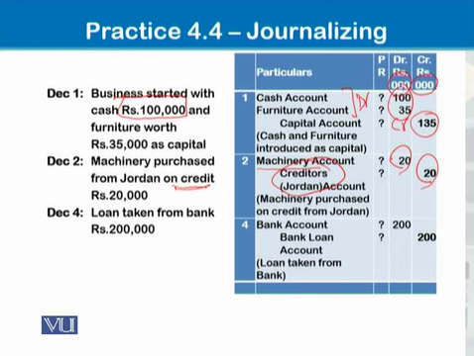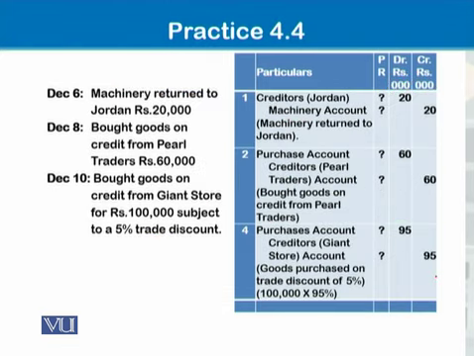Then comes loan taken from bank, 200,000. So when we are taking loan from bank, our bank balance will increase with 200,000, and at the same time bank loan, which is our liability, will also be increased. This bank loan is becoming our liability. Okay, so this liability is increasing, therefore to be credited.